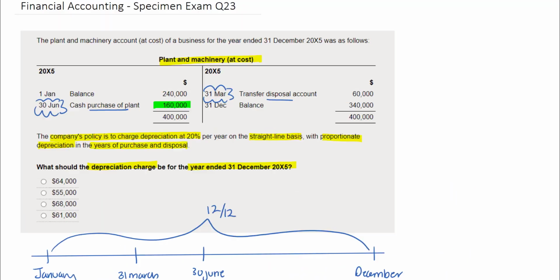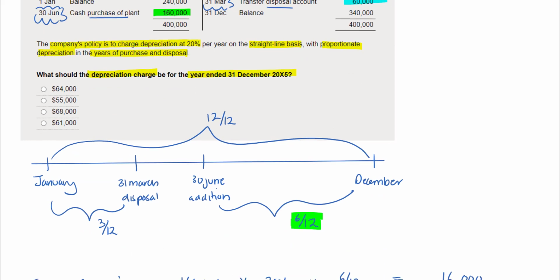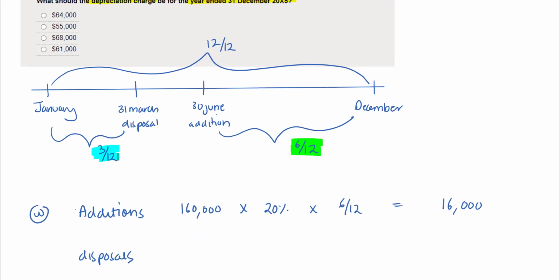Looking at the T account, we can identify that for disposals, the cost of the assets disposed of was 60,000. Again, the policy of 20% applies, but this time we're charging only 3 months of depreciation on the assets disposed of. So taking 60,000 multiplied by 20% prorated for 3 months of the year gives us 3,000.